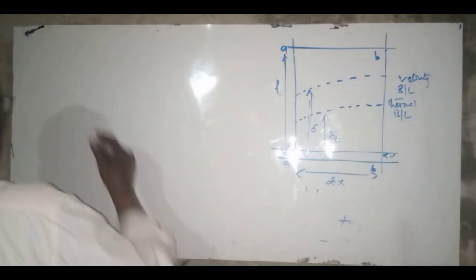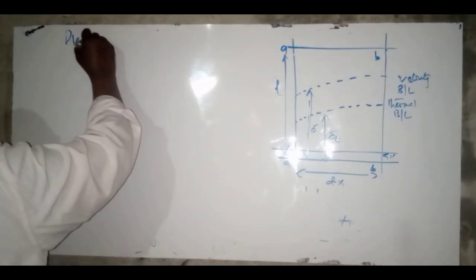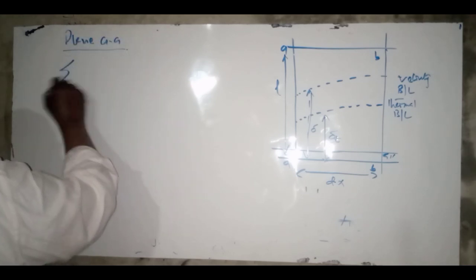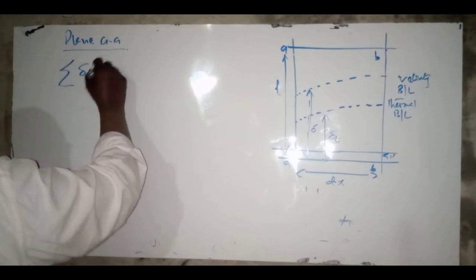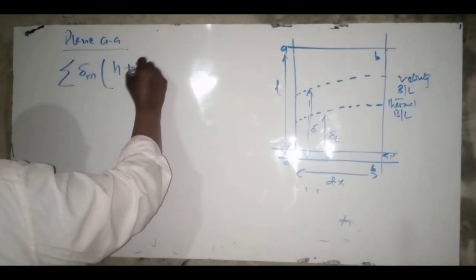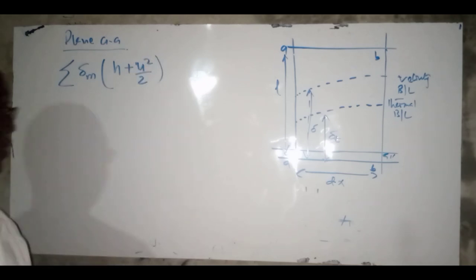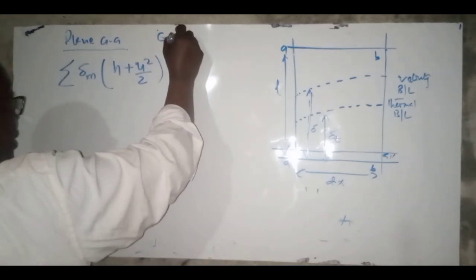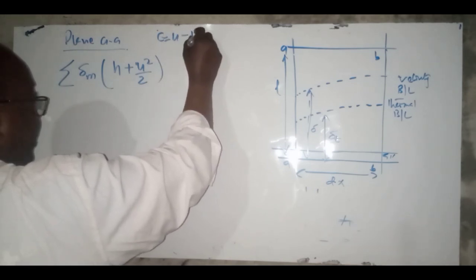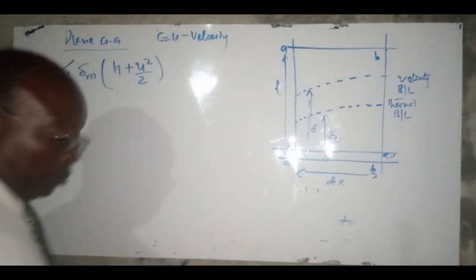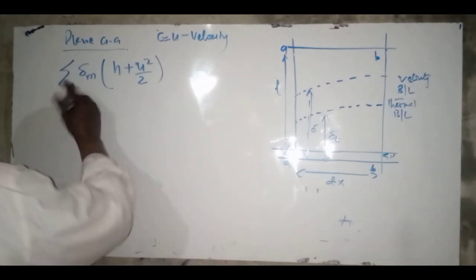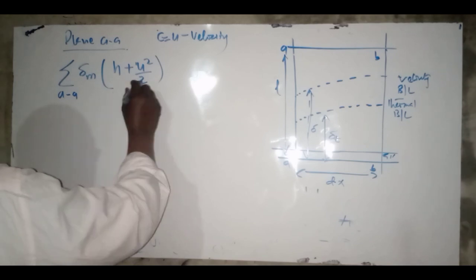So, for the plane A, we can now say that sigma m of that mass is h plus u squared over 2. Remember c and u, we are just using them. C, u is all velocity. So, for this particular case, for AA, you have that.